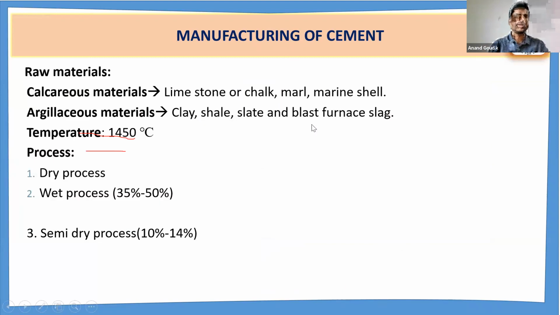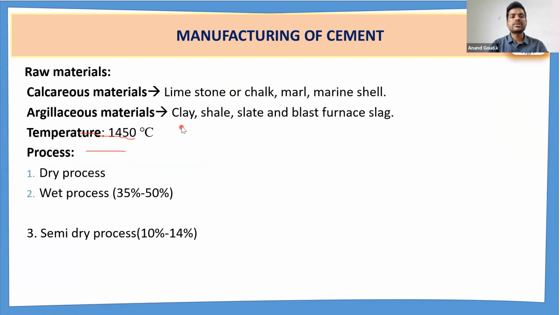Coming to the raw materials again, how are we going to manufacture? By taking calcareous materials, that is limestone or chalk or marl and marine shell. These are all examples of calcareous materials. Here is limestone, next chalk, and next marl and marine shell. These are some of the examples for calcareous materials.